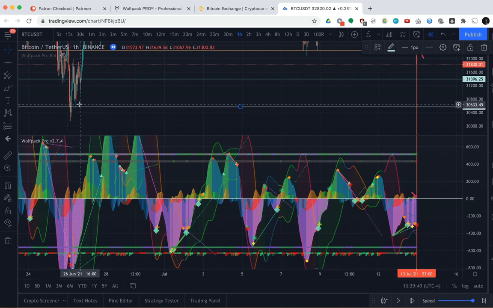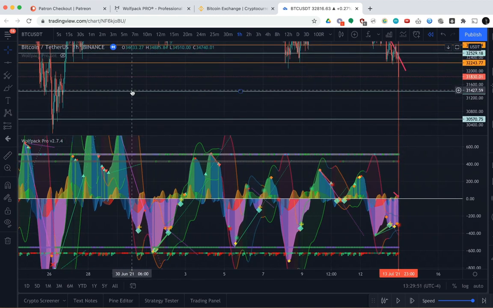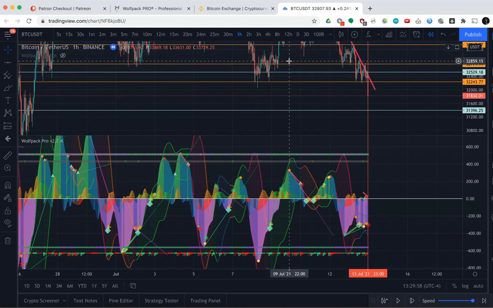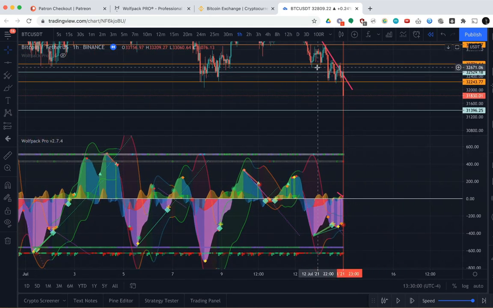We just set our take profit. Take profit 1 here, you could take 30% off. Take profit 2, another 30% off. We can move down our stop loss. This was our original stop loss here.